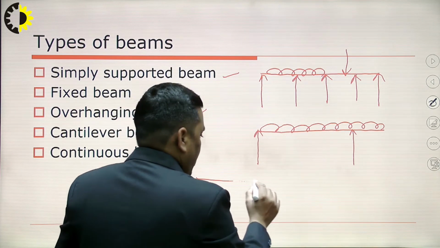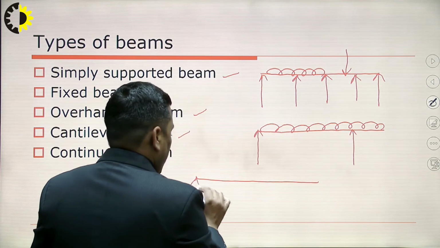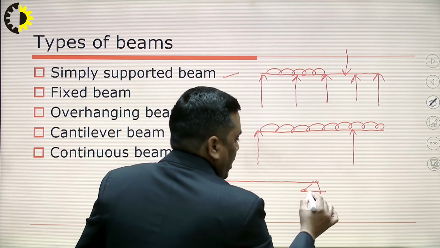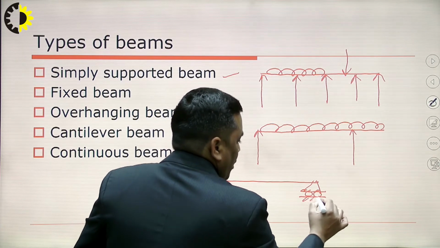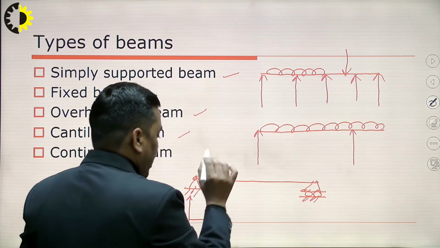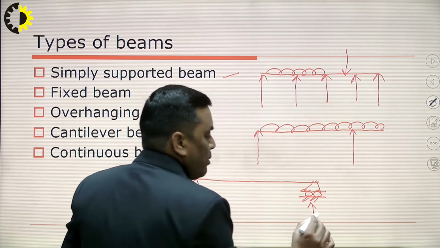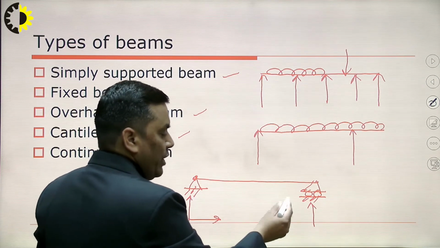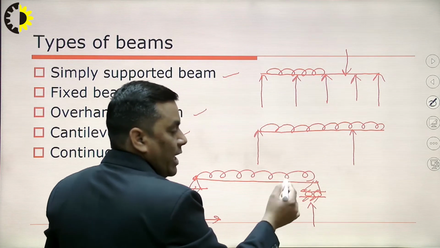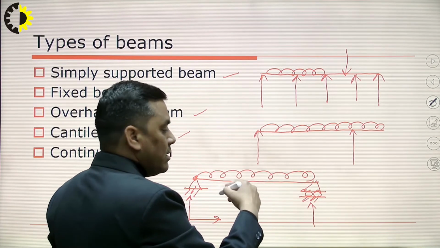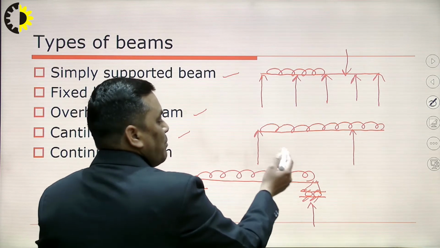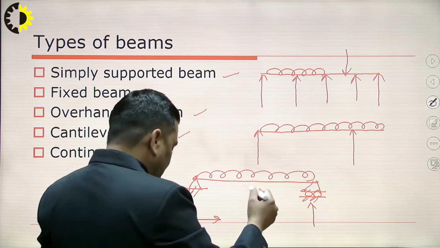If I say this is a beam, one end is hinged and at the other end the support is roller. So how many support reactions will be there? 2 when I remove the hinge support and 1 when I remove the roller support. So how many unknown reaction forces are there? There are 3 unknown reaction forces, and the equations of equilibrium available are 3: sigma Fx, sigma Fy and sigma M equal to 0. So it comes into the category of statically determinate.